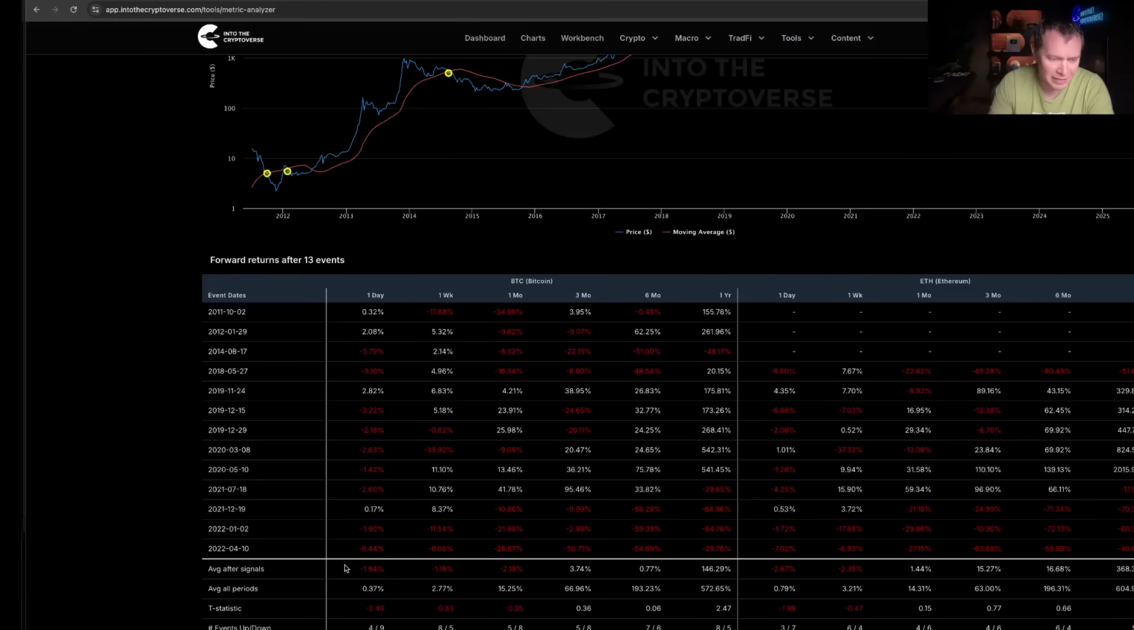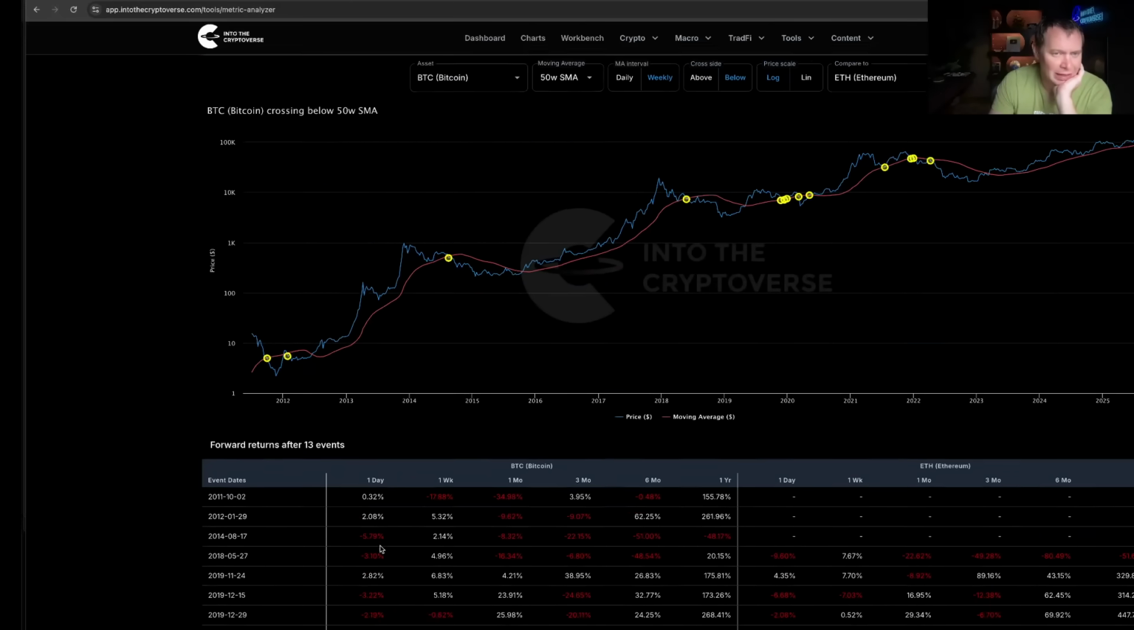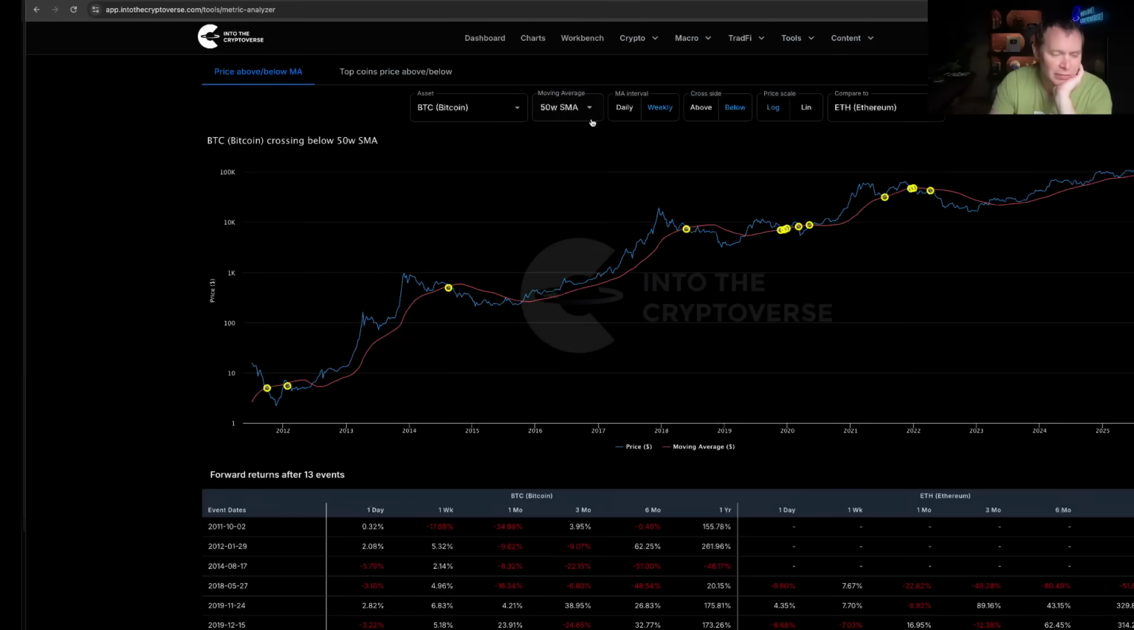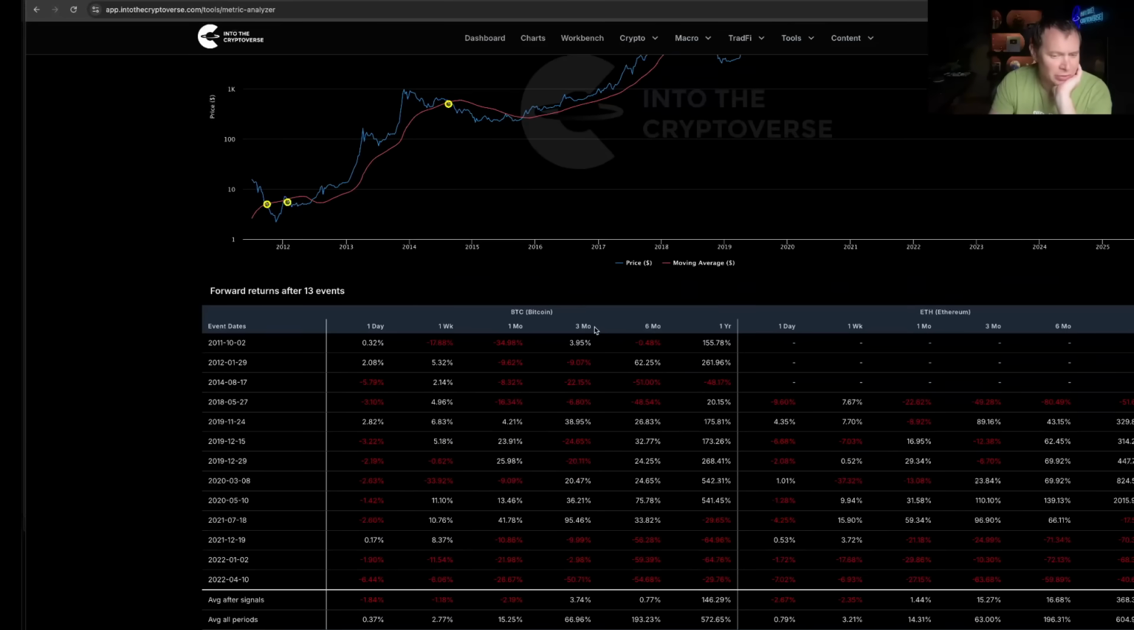And what's cool about this is that you could then say, all right, on average, after Bitcoin got a weekly close below the 50-week SMA, 3 months later the price was only up 3 to 4%. On average. There are some times where it was down a lot, sometimes not as much, but on average, the price isn't doing that great 3 months after a close below the 50-week SMA.